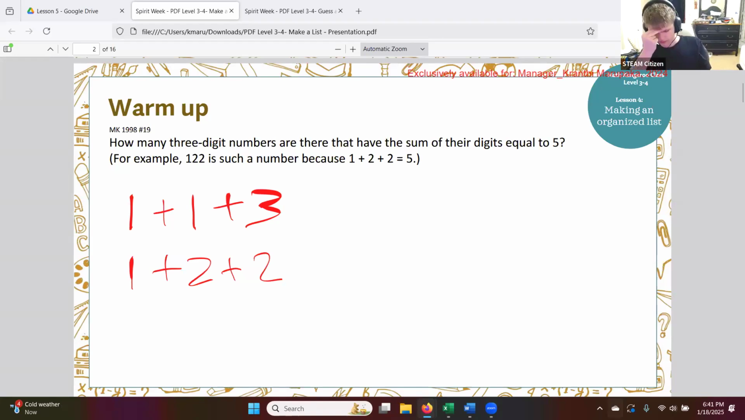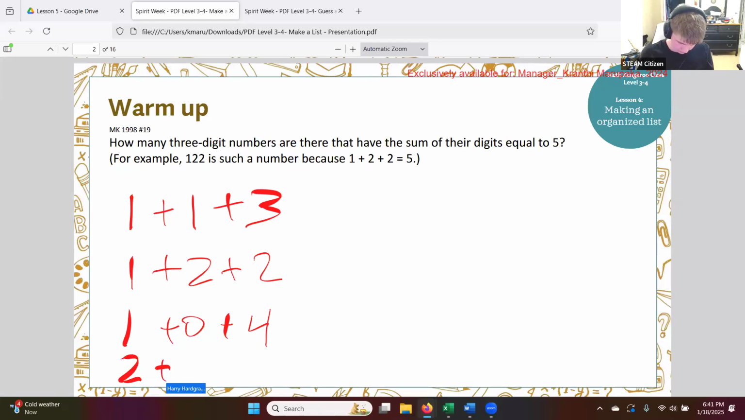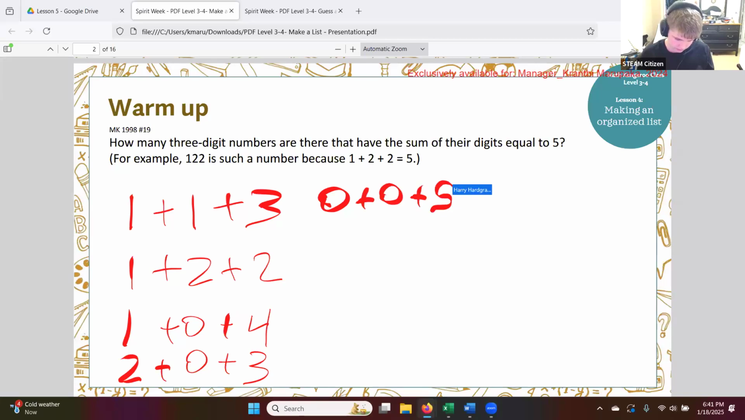I could be wrong. Oh, yes. 4 plus 1 plus 0, and then 2 plus 0 plus 3. I believe those are all the different combinations that you can use. So I've used 5, 4, 3, 2, 1. These are all the different combinations, right? And then you could just rearrange these.